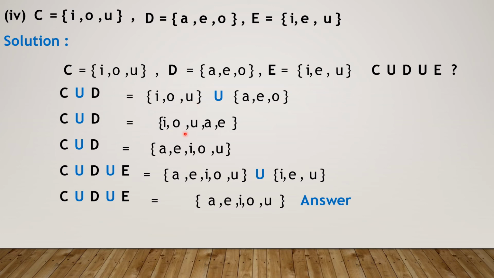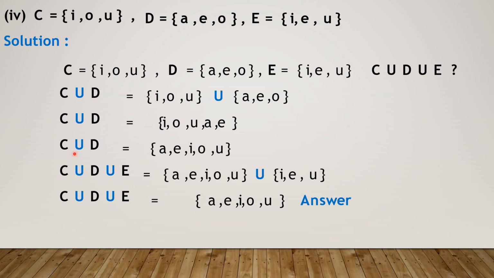Now, in next step, combine all the elements of both the sets, but there should be no repetition. I, O, U, so we will write here I, O, U. Now, in second set, we have A, we write here A, E, O. Will we write here O? No, because O is already there, so we will simply write I, O, U, A, E. So, students, arrange all of these elements just like the vowels A, E, I, O, U. This is the answer. C union D is equal to A, E, I, O, U.